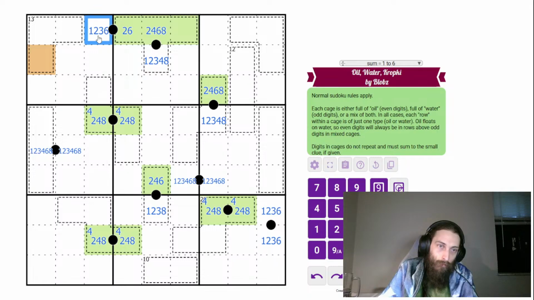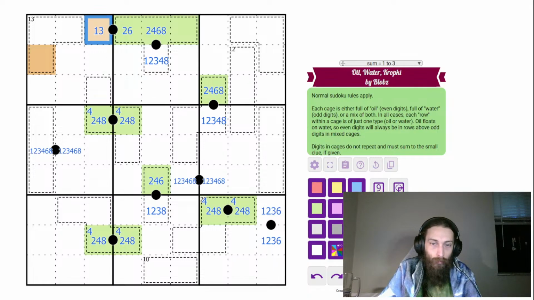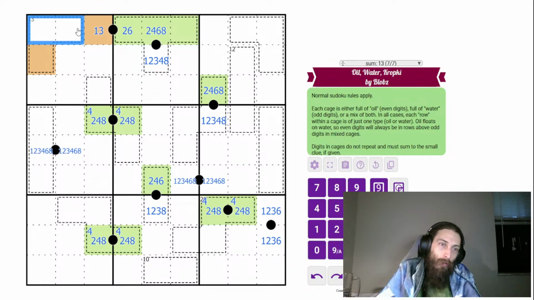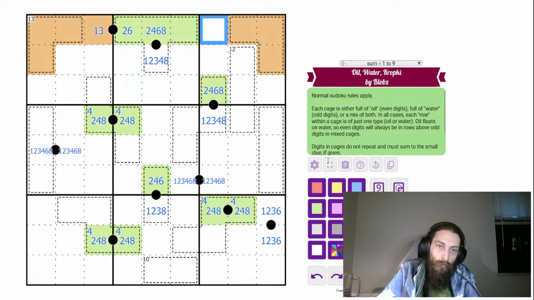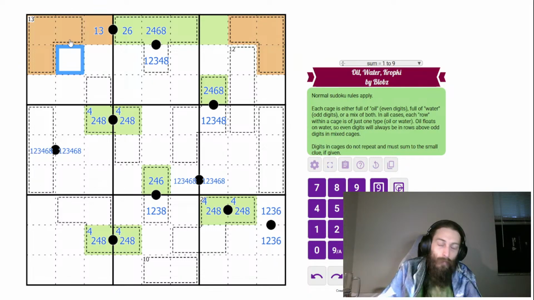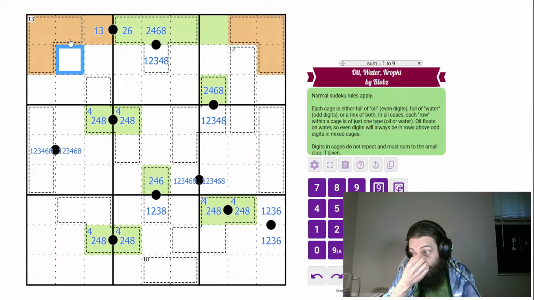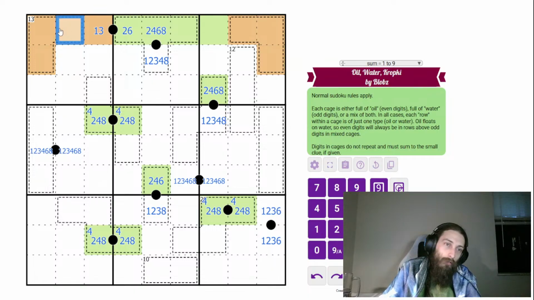So 2 and 6. And 1 and 3 is odd. Now, neither of these can be even, right, because they would have to both be, so those are both odd. All of the odds are 25, and I need to take out 12, which is 5, 7, or 3, 9. So I have to have a 1 in here.